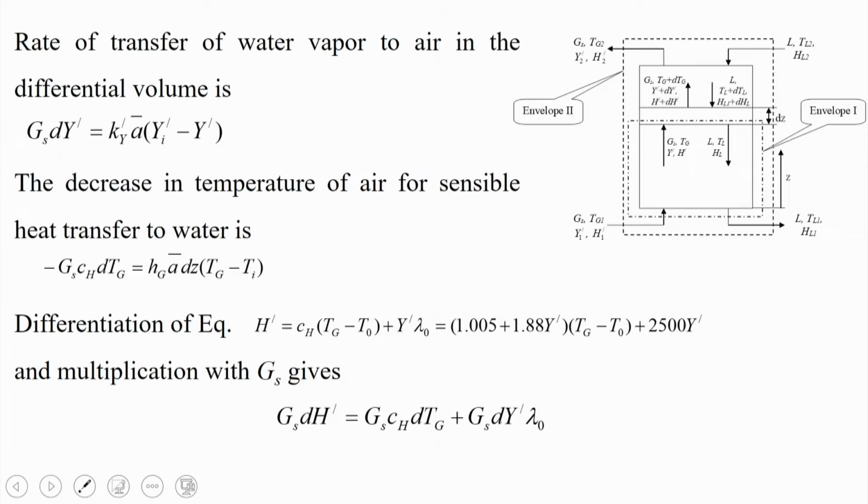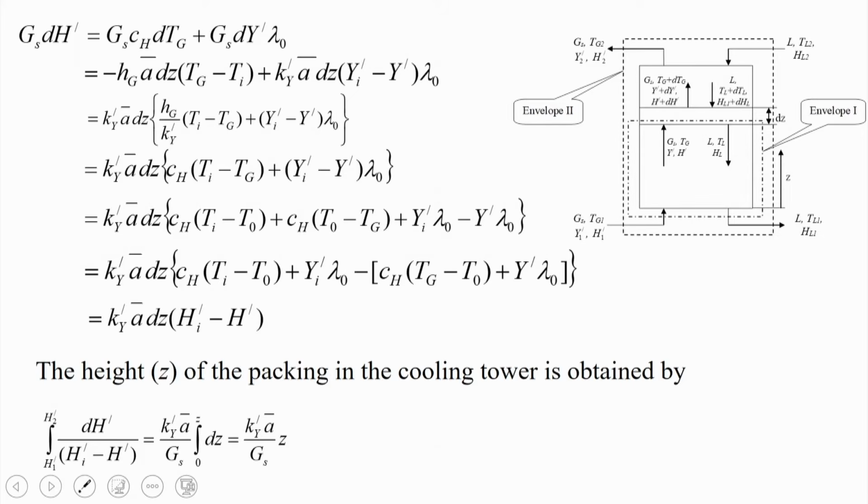Now, we will be differentiating the equation and multiplying with the gas flow rate, that is the dry air flow rate. We will be getting Gs into dH prime is equal to Gs into Ch into dTg plus Gs into dy prime into lambda 0, obtained by differentiating the equation H prime is equal to Ch into (Tg minus T0) plus y prime into lambda 0. So, Gs into dH prime is equal to Gs into Ch into dTg plus Gs into dy prime into lambda 0.